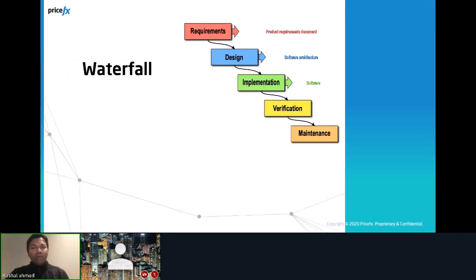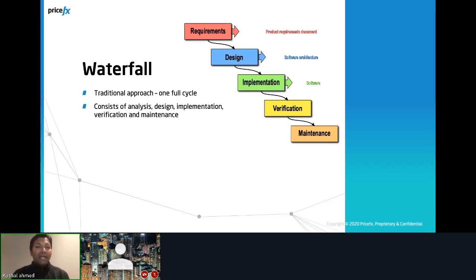For waterfall, again, this is a traditional approach, and it is run on one full cycle with step-by-step activities. It starts with requirements analysis, and then the design of the software architecture, and then the implementation is done. And once the implementation is done, then we get the verification.